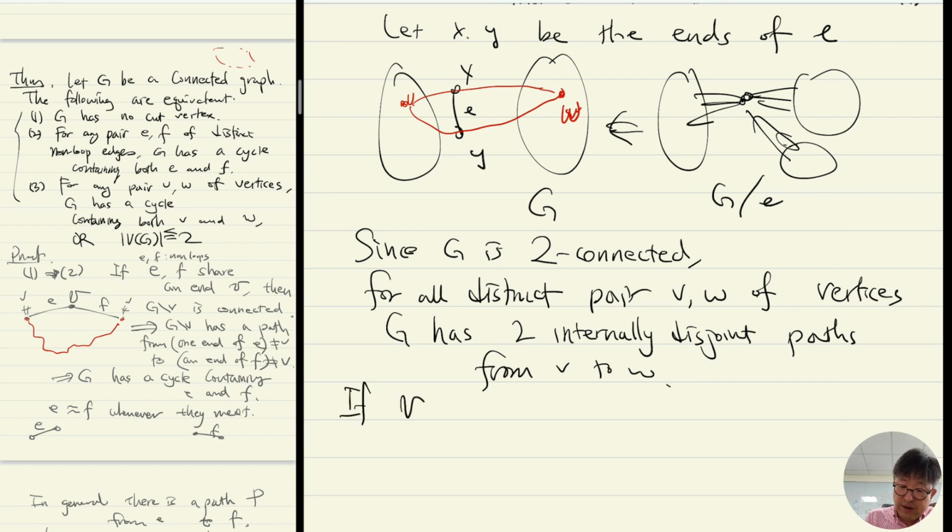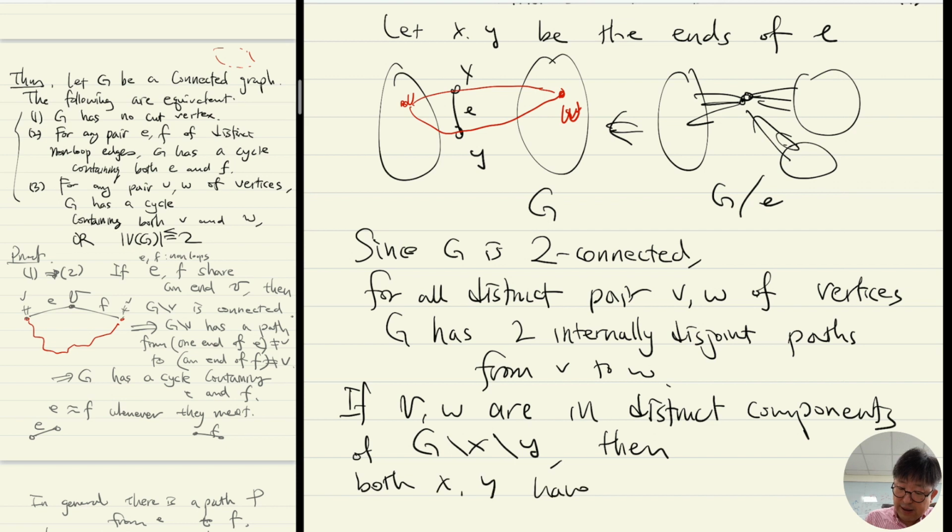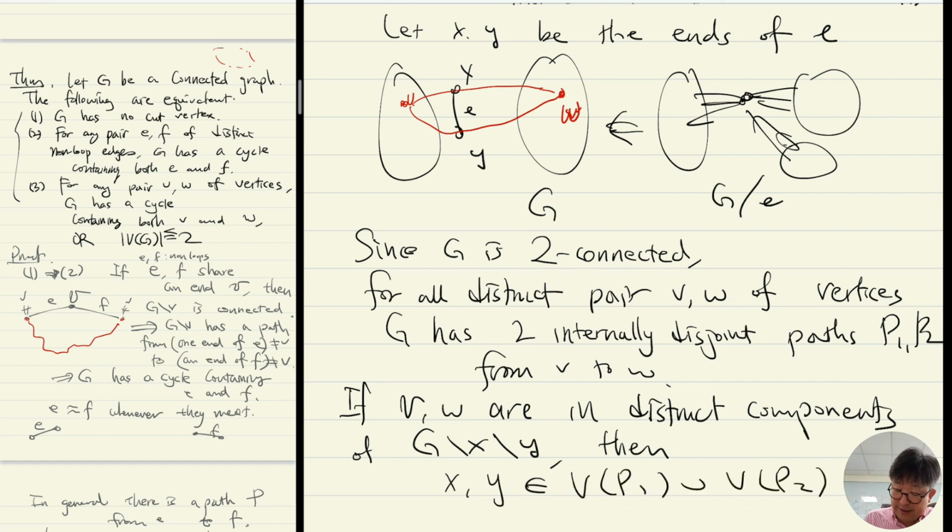So if v, w are in distinct components of G delete x delete y, then both x, y have to be used. Let me say in notation, you have P1, P2, then x, y in V(P1) union V(P2), and you cannot contain x and y.